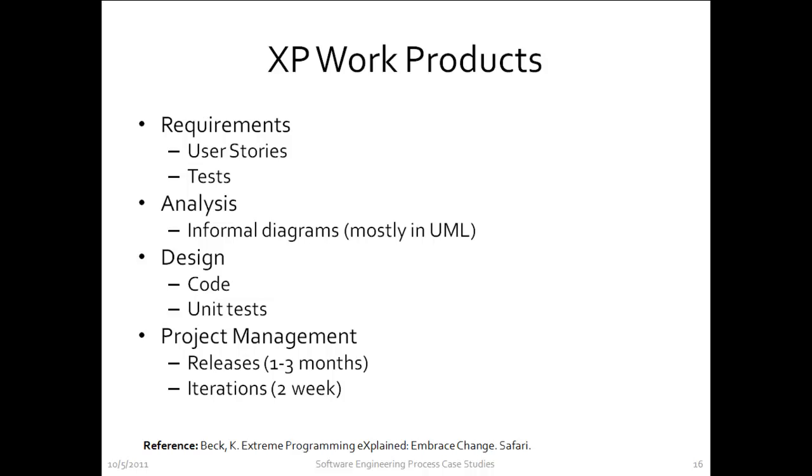Within analysis, the work products are typically informal diagrams, once again for the 3 levels of analysis, mostly in UML, but essentially sketches. For design, the code is considered to be the design work product, and unit tests are considered to be the design work product. By the way, these are both implementation work products as well. Okay. For project management, the work products are the releases, which once again are time-boxed, 1 to 3 months, and iterations, which are typically 2 weeks. Note how these work products align closely with the roles and the concerns most important to XP.